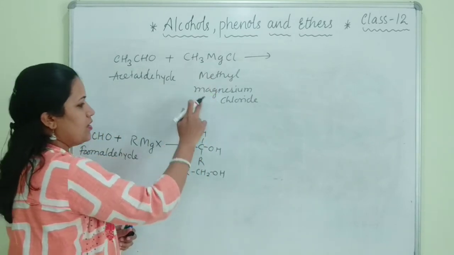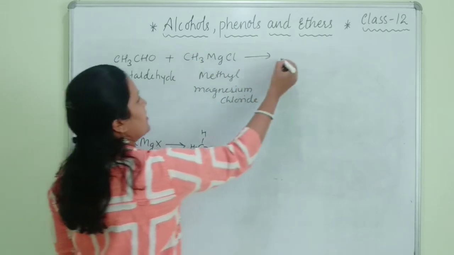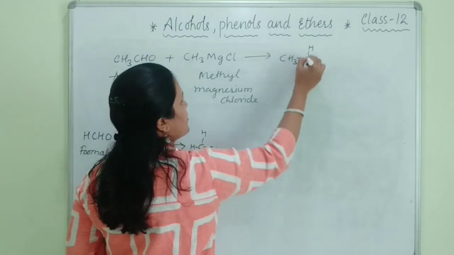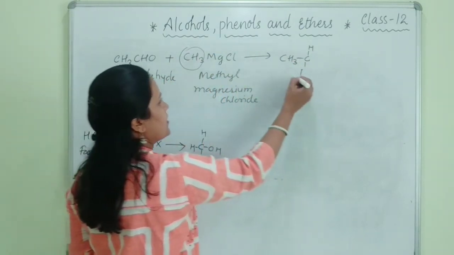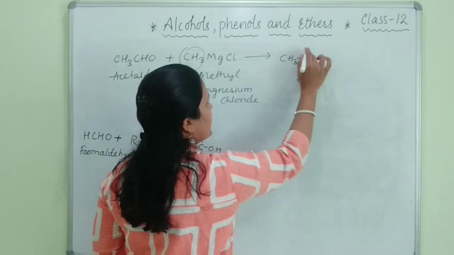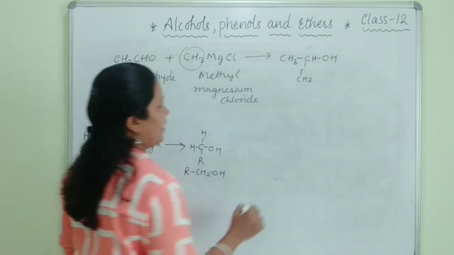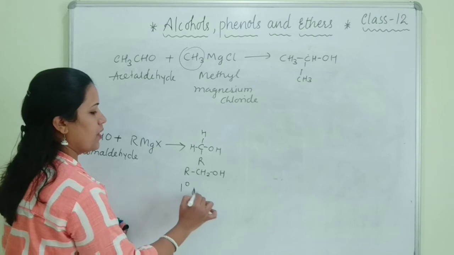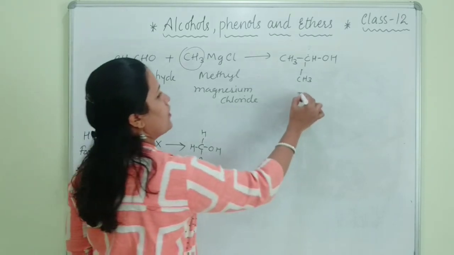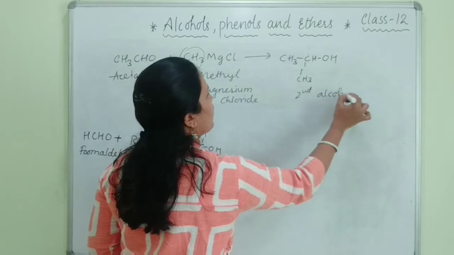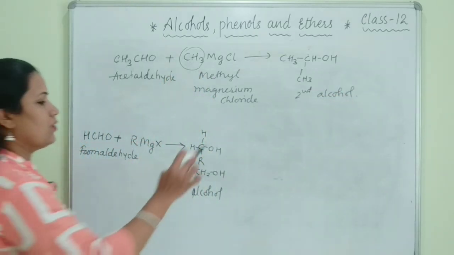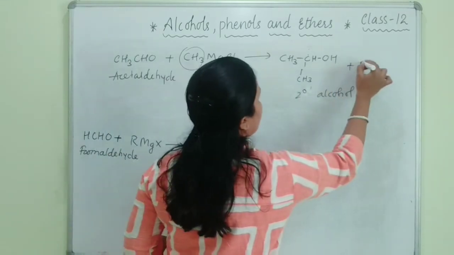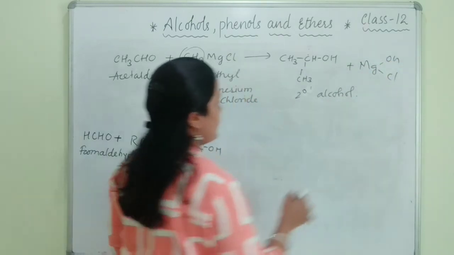When acetaldehyde reacts with this, we get the product as CH3C, then one H also we need to write, H, and one R. In place of R, CH3 is there. So CH3, and here we write CHOH. So here in the first case we got a primary alcohol, and in this situation we got a secondary alcohol. I can write it this way as a secondary alcohol. And the byproduct would be MgOH and Cl.